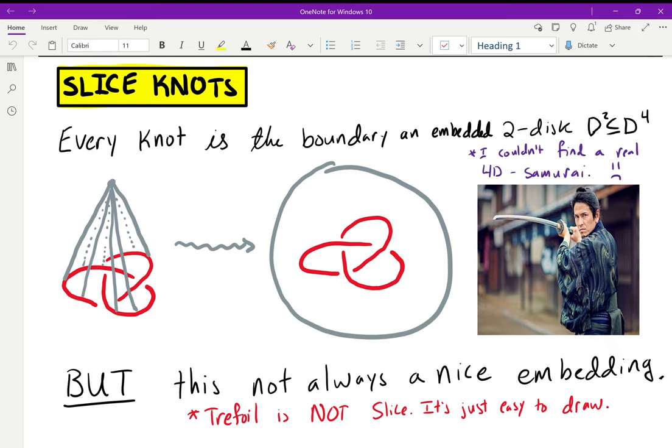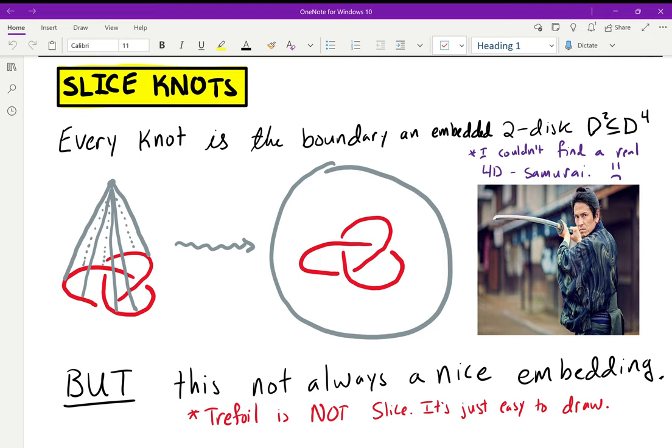But of course, we want this to be a nice sphere, and so not every knot does this. In fact, the trefoil is not slice. Trying to do this disk thing will give you a sphere that's not really embedded very well. Also, I couldn't find a real four-dimensional samurai to do this cutting, so that's a little lacking. So what do we mean by nice embedding?